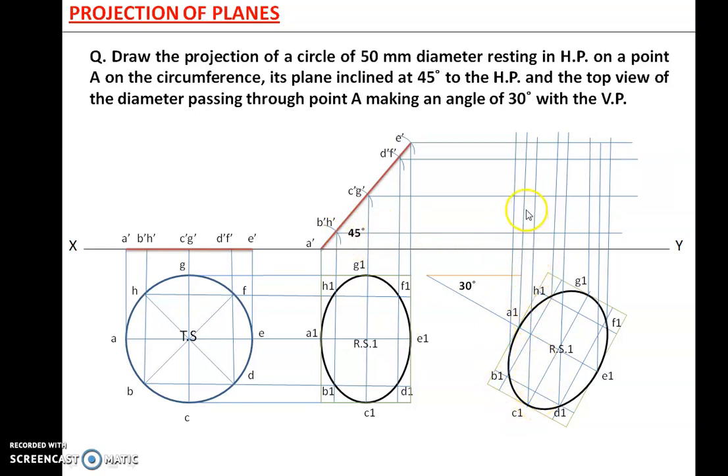This is the projector of D. Where is the projector of D from here? So this is the projector of D, so this will be D. Same way E, F, G, H. Mark all these points. So in the circle, the number of lines is increased because we are taking 8 parts here. If you take 12, the ellipse will be smoother, but the number of lines will be increased here. So 8 are sufficient. You can get a better ellipse there also.